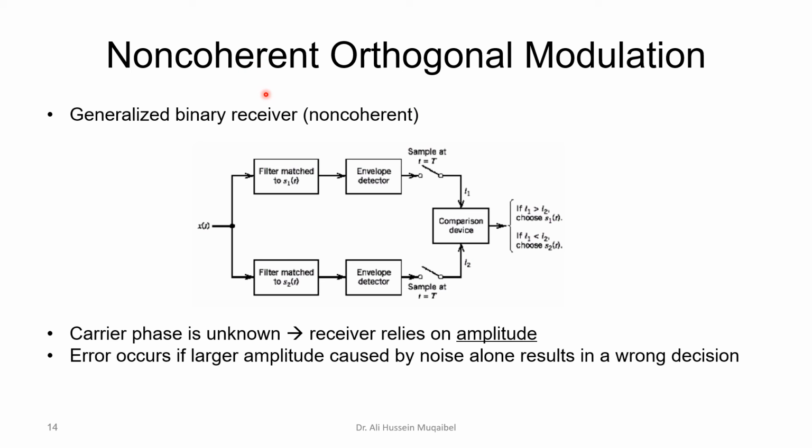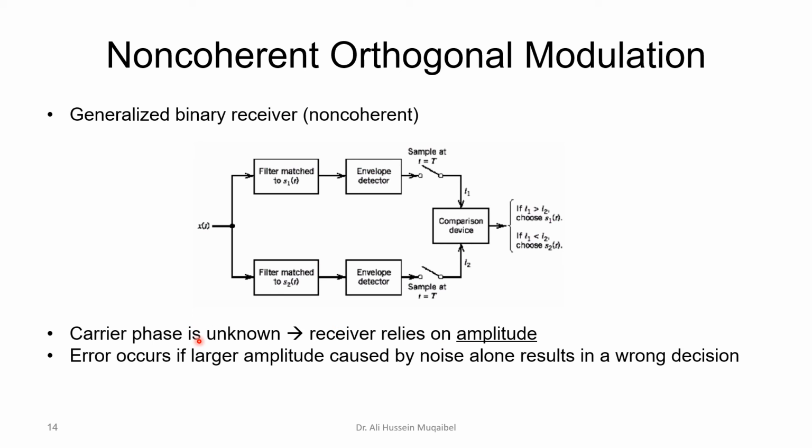What you see in this slide is the non-coherent orthogonal modulation generalized binary receiver. Because we don't have a coherent detector, we will not be able to multiply by the carrier. So we have a filter matched to the signal S1, and another filter matched to S2. We use an envelope detector. We need the envelope because we just use the amplitude, as we don't have phase information. We will be sampling at the end of the duration and compare the two branches. That's in the case of binary. If we have M-ary, we'll have multiple branches. So the carrier phase is unknown. The receiver relies on the amplitude, and hence we are using the envelope detector.